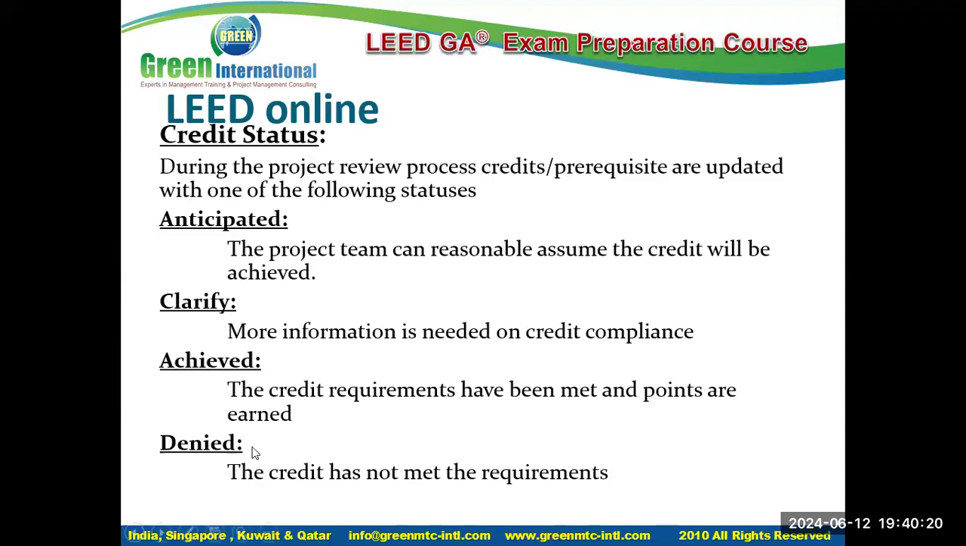For each denied one, you can appeal again. For each appeal, you have to make a $500 payment. That's in LEED Online. You will get the status there.